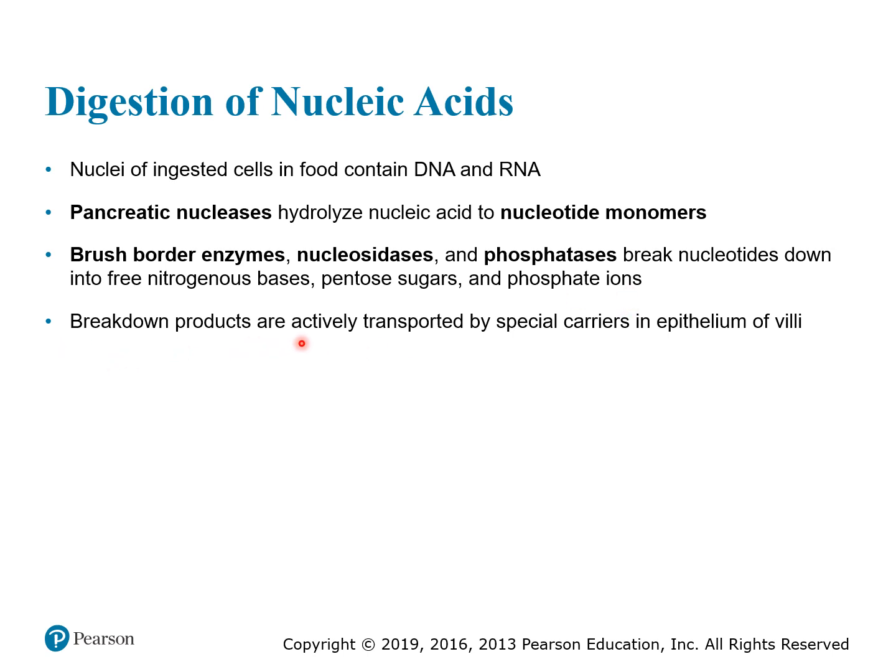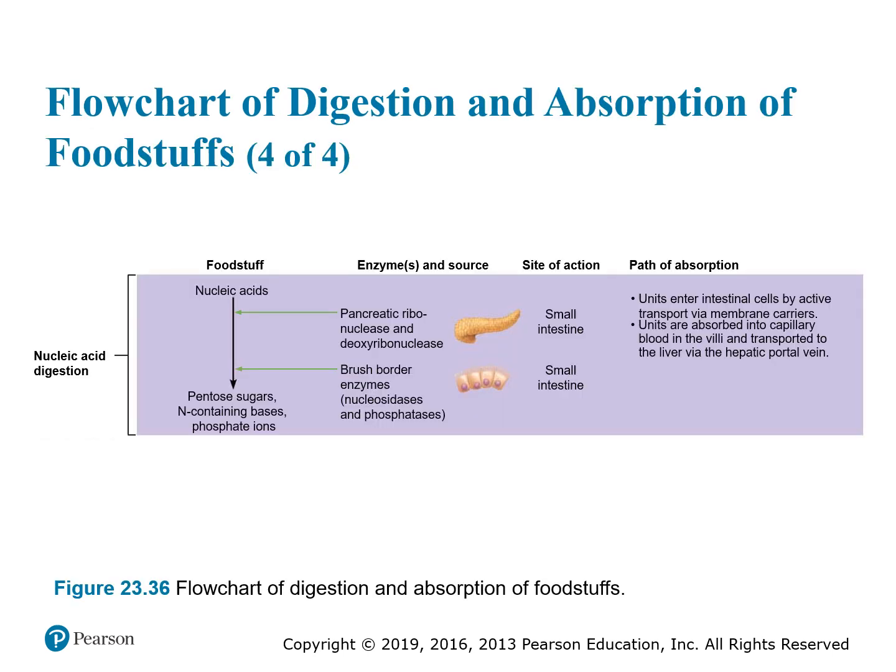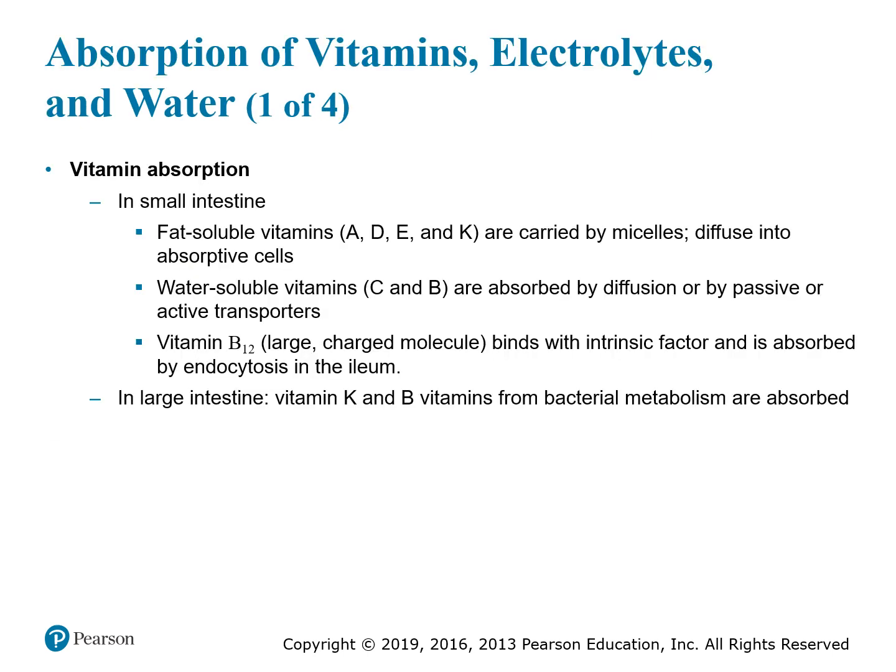And these breakdown products are actively transported by special carriers in the epithelium of the villi. So they have special carriers on the apical surface. Now this is about the absorption of these nucleic acids. Again, the pancreatic enzymes start the process, and then the brush border enzymes turn them into simpler forms, and those are absorbed from the apical surface through special transporters. This was about our macromolecules.